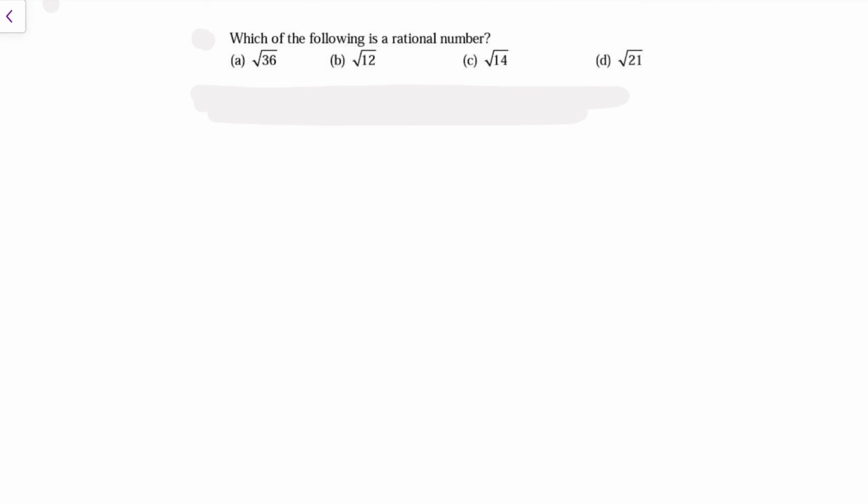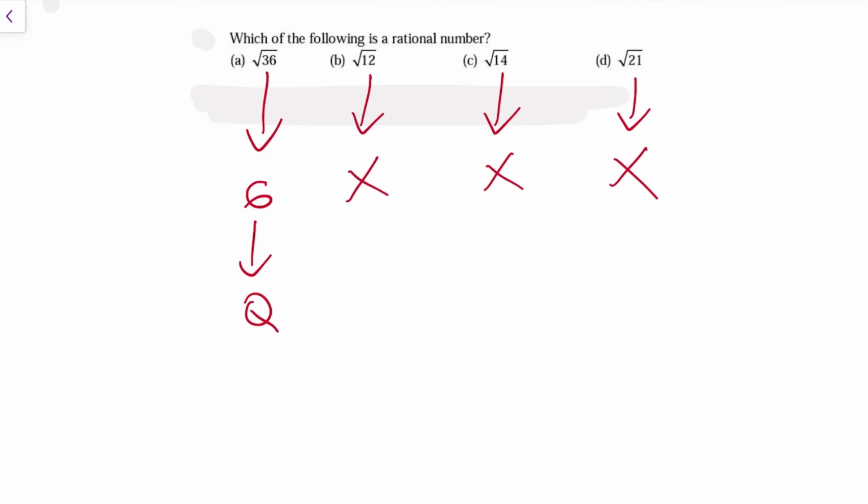Which of the following is a rational number? Root 36. Which number squared is 36? Obviously that is 6. 6 square is 36. So he is asking about rational number only. 6 is a rational number. Answer completed. Next also, if we confirm other options, 21 is not a perfect square, 14 is not a perfect square, 12 is not a perfect square. So these all three come under irrational numbers.